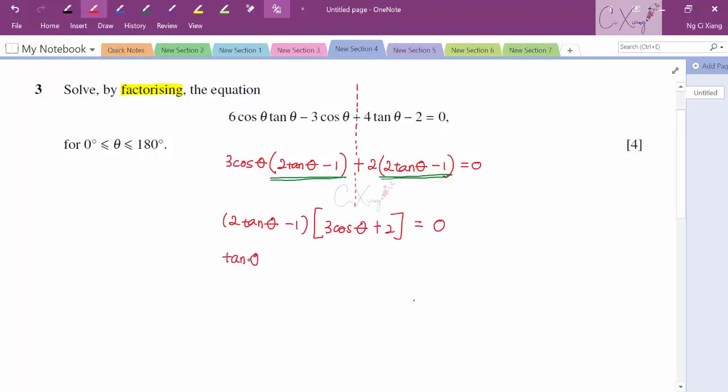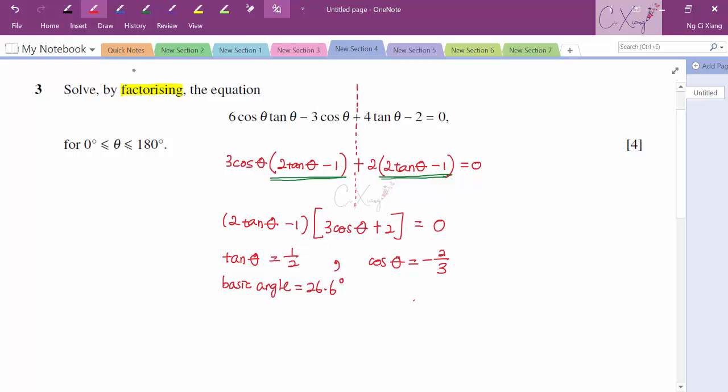So for the tangent theta, it will be equals to 1 over 2. For cos theta, it will be equals to negative 2 over 3. Okay, so now we can try to find out the basic angle for each equation here. For tangent theta, the basic angle should be equals to 26.6. That means you press tangent inverse half, then you get 26.6. And I'm looking for the tangent positive quadrant, because the tangent trigo function value is positive.